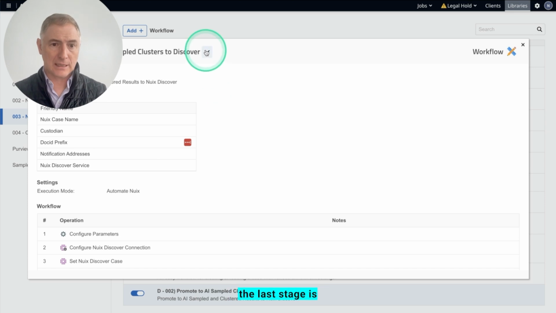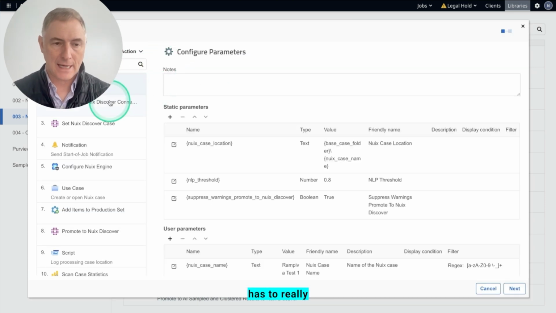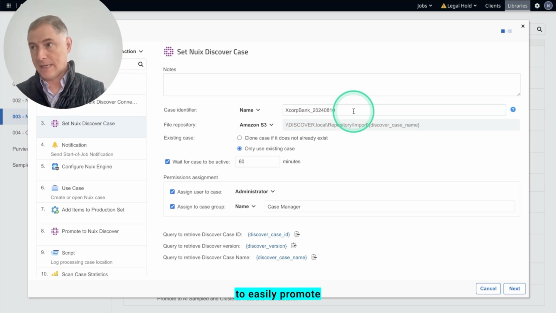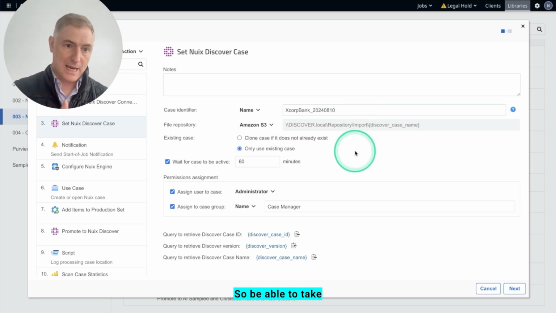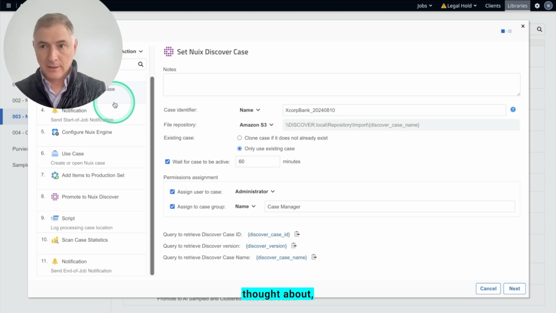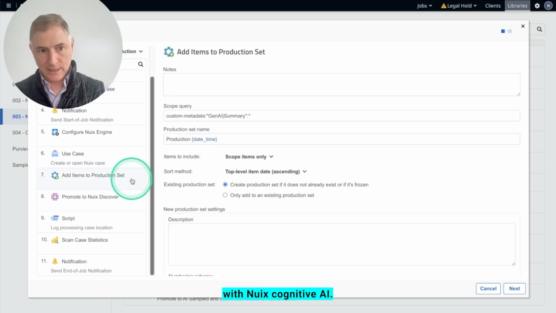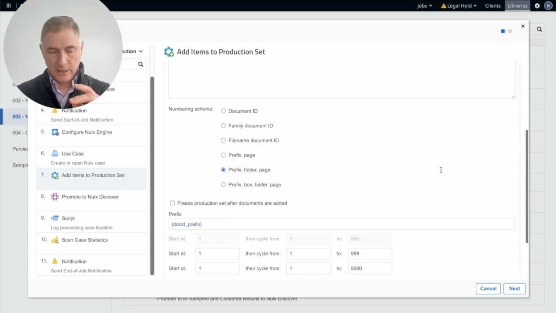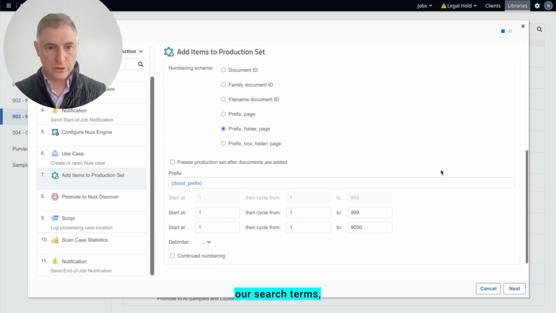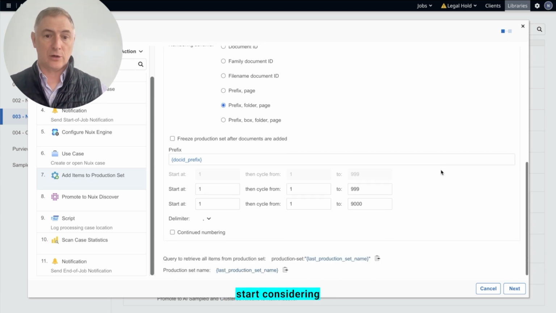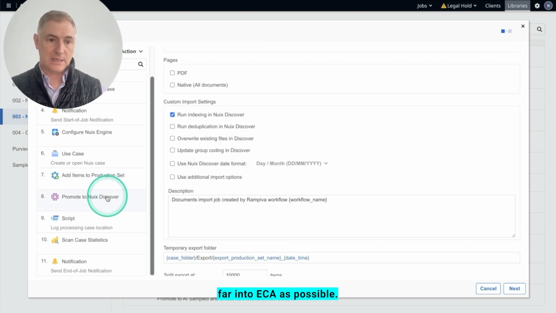And then obviously the last stage is that eventually someone has to work through these. For us, it's again the ability to easily promote to Discover. So be able to take that same Nuix case where we've done all of that ECA, enriched it with Nuix Cognitive AI, thought about early case assessment using semantic search, being able to expand and understand our search terms, being able to prompt on documents, even to the extent that you might want to start considering pushing first pass review as far into ECA as possible.